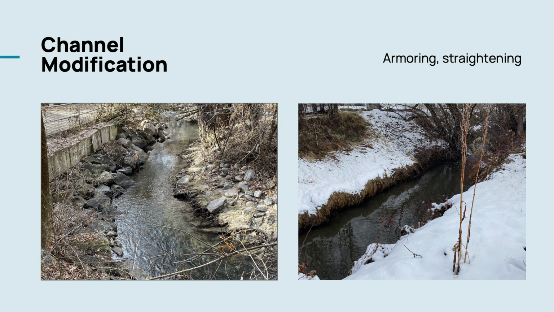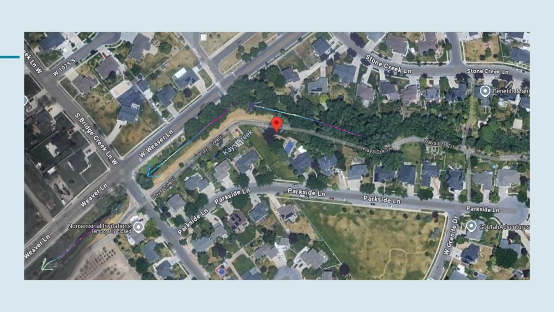The picture on the left is an example of bank armoring, and on the right is an example of channel straightening. And since that picture on the right isn't super long, I wanted to give you more context from where that's coming from. So the red pin is where the photo was taken. The creek is running east to west, and then you can see it takes kind of a left turn, which is evidence of the stream channel being altered because the creek will never naturally flow like that. And then it continues on in a straight line out towards Salt Lake.